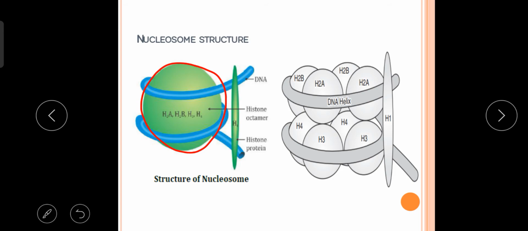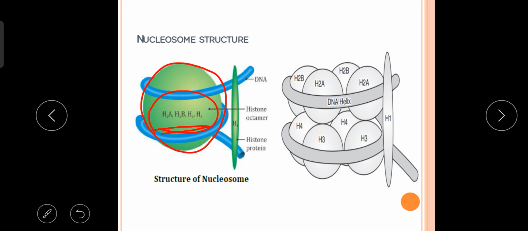C-O-R-E, core part. So in this center part, how many different types of histone proteins are found in the core region? Yes, there are four types of histone proteins. These are H2A, H2B, H3 and H4.